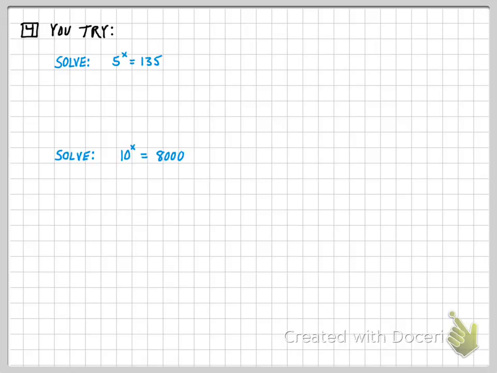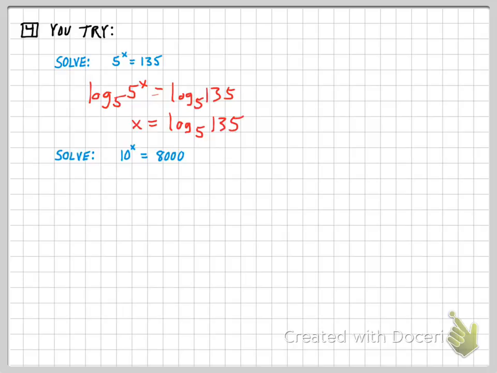Alright, let's do 2 Try-Its here. See if you can solve this one using the idea of taking the log of both sides. Alright, you can use any logarithm you want here. I'm going to go ahead and use log base 5 to take advantage of that inverse property. So log base 5 of both sides of the equation gives me on the left side x, and on the right side log base 5 of 135.